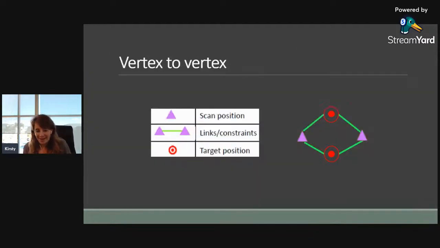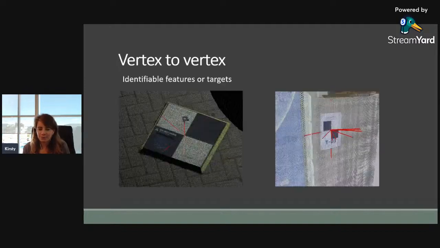That brings us on to our second kind of constraint, which is vertex to vertex, so those point-to-point ones. You can see here, these two scans in purple and pink are connected just by those targets without any cloud-to-cloud information. So you can do this with identifiable features or black and white targets. What I've got here is the targets. So we've got black and whites.